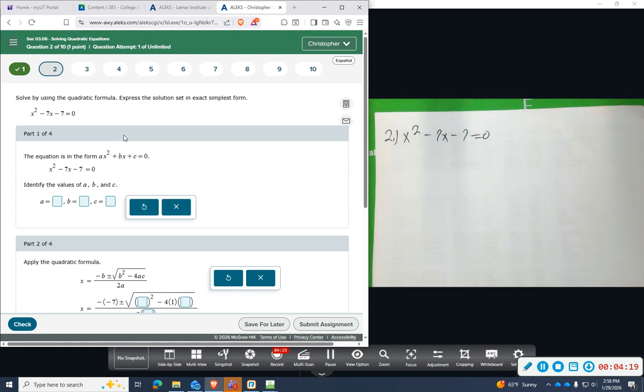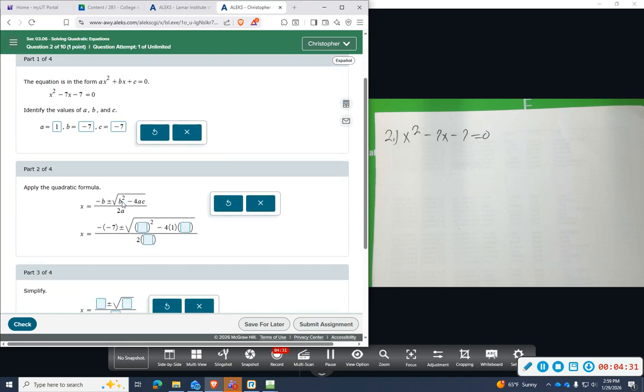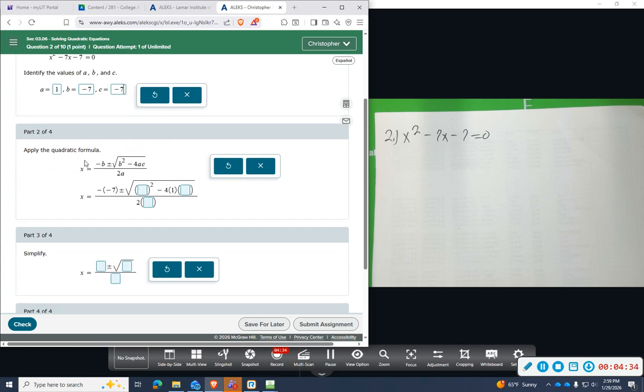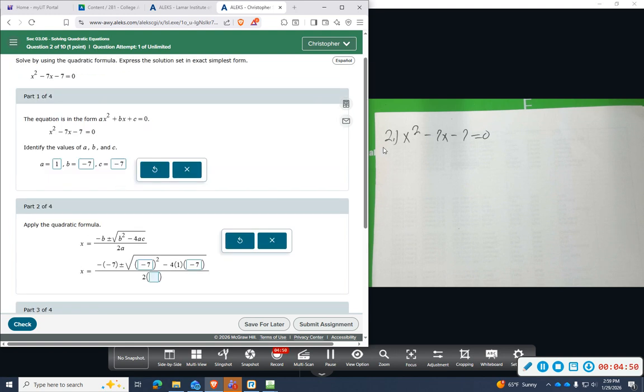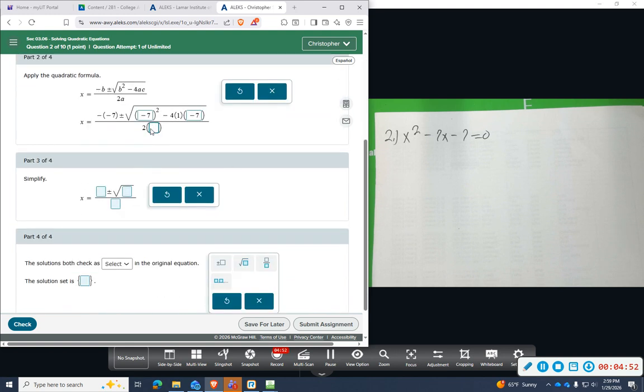So the first part prompts us to input a, b, and c. A is 1, b would be negative 7 in this case, and c is also negative 7. Alright, so then we go to the quadratic formula. They're showing you the formula here. We're going to plug in the b. It's going to be a negative 7. That's b squared minus 4ac, with c also negative 7. And then times 2a. A is 1. Okay, and so I'll plug in a 1.